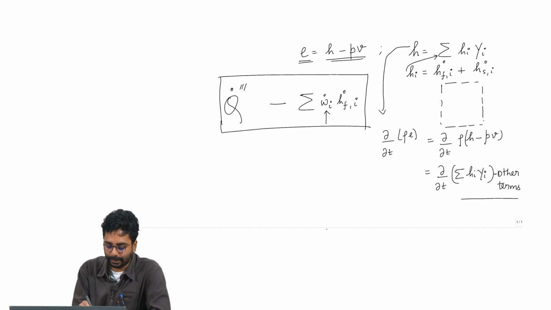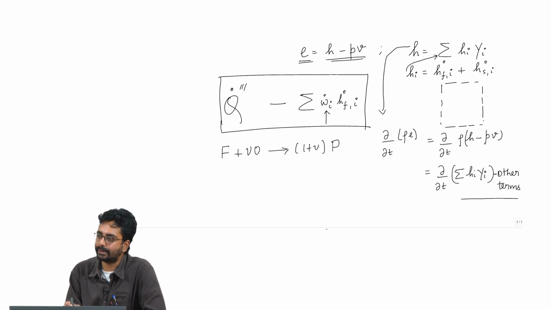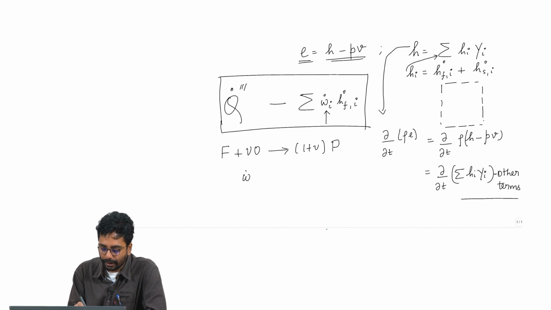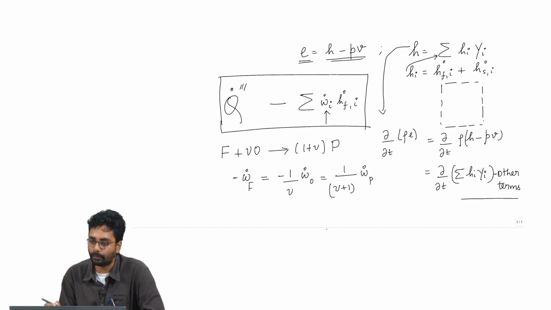Let's consider a simple reaction where 1 gram of fuel plus nu grams of oxidizer gives you 1 plus nu grams of products. If this is the only reaction that is allowed, and let us say there is no reverse reaction, it is an irreversible one step reaction. So, for every gram of fuel that is consumed, the amount of oxidizer consumed must be nu times the fuel consumed, because that is constrained by the stoichiometry, and it should result in the formation of this much of products.